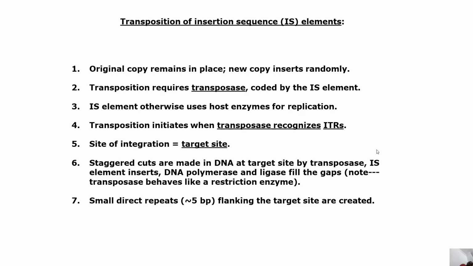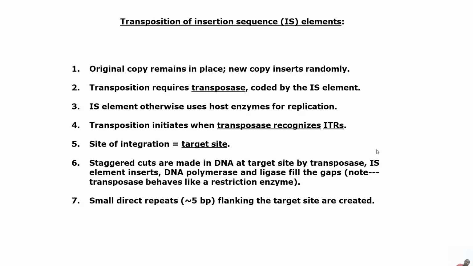The original copy remains in place, and the new copy inserts randomly. So transposition requires transposase coded by the IS element. The IS element otherwise uses host enzymes for replication. Transposition initiates when transposase recognizes the ITRs, and the site of integration will be the target site. Now, staggered cuts are made in DNA at the target site by transposase.